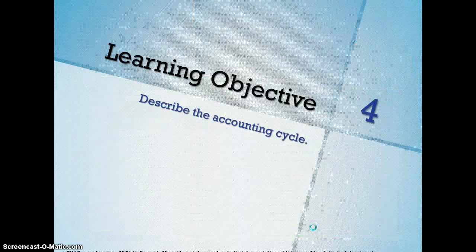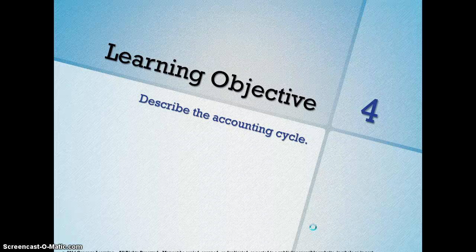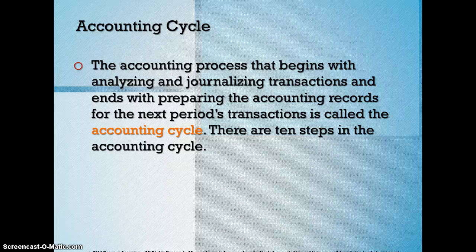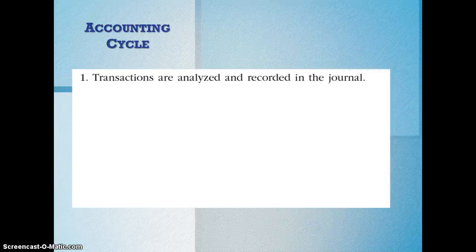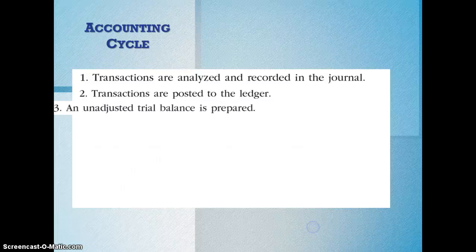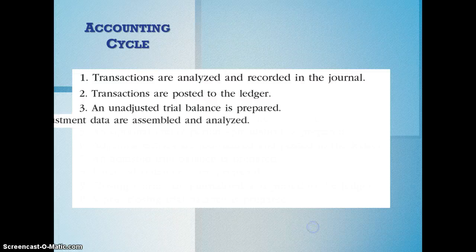All right, objective 4 is to describe the accounting cycle. There are 10 steps in the accounting cycle from the very beginning to the end, and it looks like this. Analyze transactions and record them in the journal. That's what we did in Chapter 2. Transactions are posted to the ledger. That was also Chapter 2. An unadjusted trial balance is prepared. That was Chapter 2. Then adjustment data is assembled and analyzed.